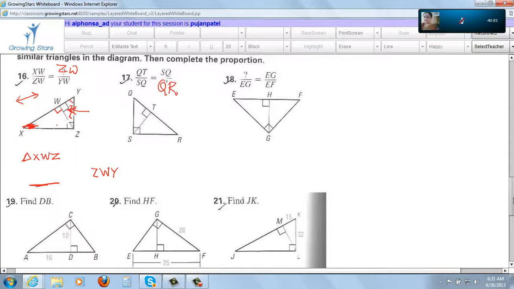Okay, now look at the third one. You have EG squared. EG squared is equal to EF times EH. Very good. So you already have EF here. You need to put EH there. Very good.